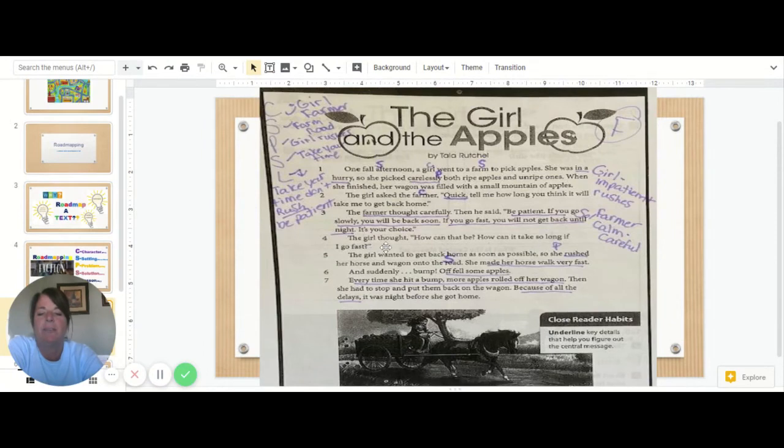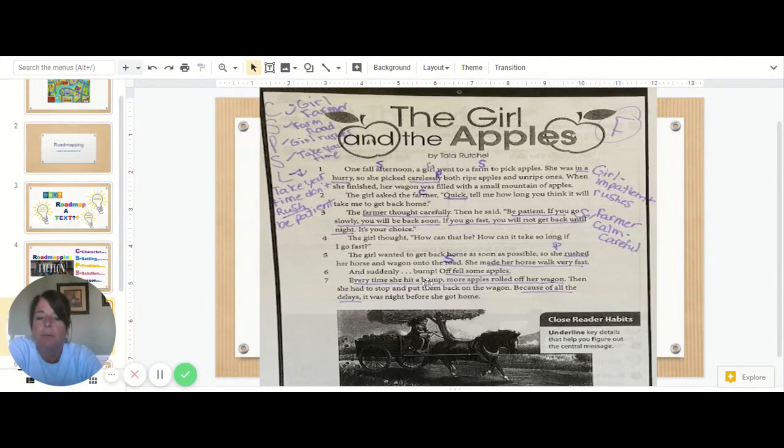So the girl wanted to get back home as soon as possible. So she rushed. Again, the problem, her horse and wagon onto the road, which is another setting. She made her horse walk very fast and suddenly, bump, off fell some apples. Now I underlined off fell some apples because this is another problem, isn't it?